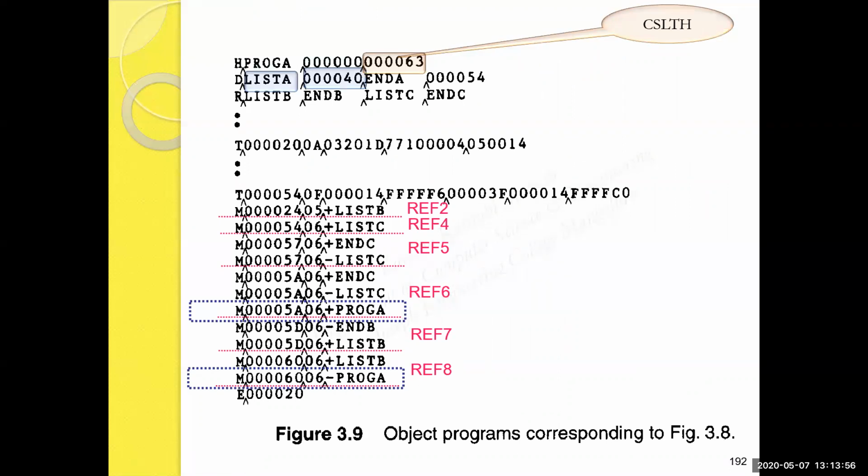The next record processed is a define record, which labels two external symbols, LISTA and ENDA. You may see that the relative values of these symbols are 40 and 54 respectively. These symbols are stored in the symbol table by calculating the actual address, adding the control section address to the values indicated here. The first symbol in the define record is LISTA, which is entered into the external symbol table with the value 40 plus the starting address for program A, which is 4000. So 4040 is entered into the external symbol table.